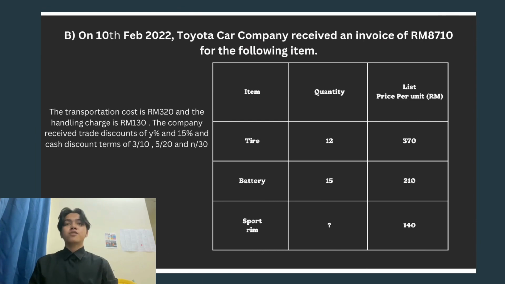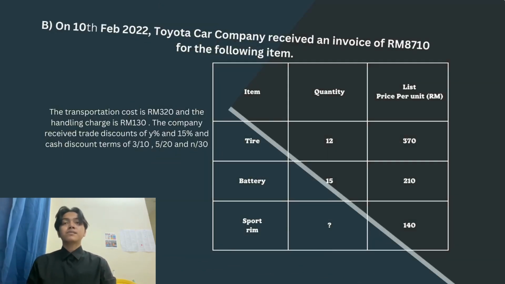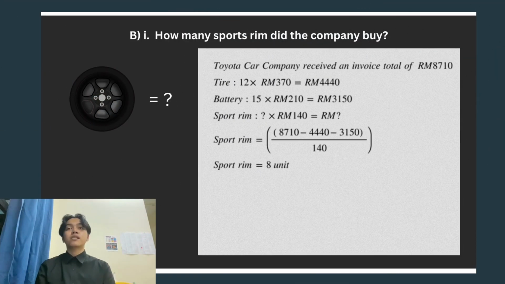Question B. On 10 February 2022, Toyota Car Company received an invoice of RM 8,710 for the following item. The transportation cost is RM 320 and the handling charge is RM 130. The company received trade discount of 5% and 15% and cash discount terms of 3/10, 5/20 and N/30. So for question B1, how many sports rims did the company buy?